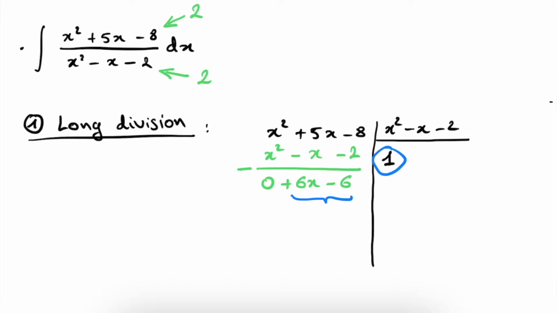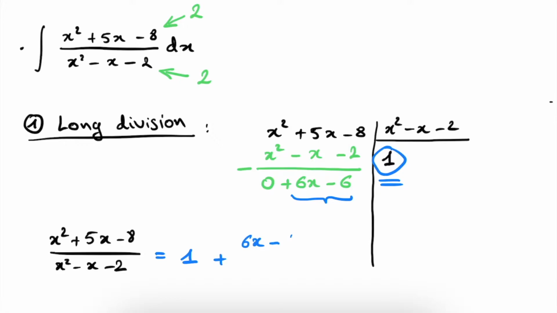So we have found that x squared plus 5 times x minus 8 divided by x squared minus x minus 2, our original fraction, is equal to 1, which is our result here, plus our rest term, which is 6 times x minus 6, divided by our original denominator, which is x squared minus x minus 2.